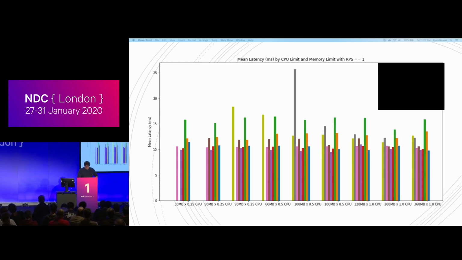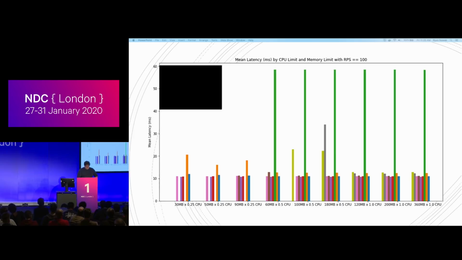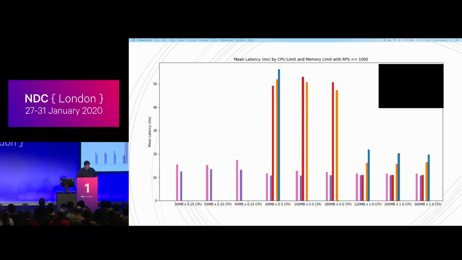Likewise, let's bump it up to 100. And we can see that some of these stacks start to struggle. We can see that whoever's in green is starting to have a hard time at 100. Whoever's in gray is having a little bit of trouble at the smallest amounts and doing well at higher numbers. Cool, let's bump it up to 1,000.